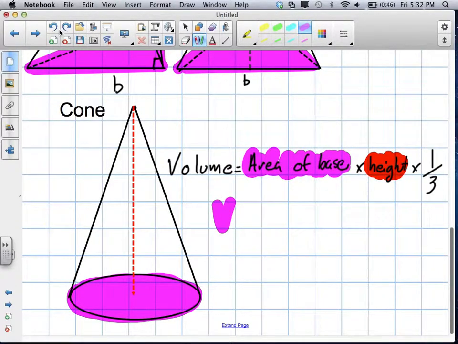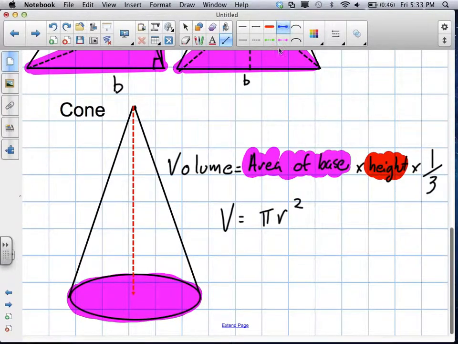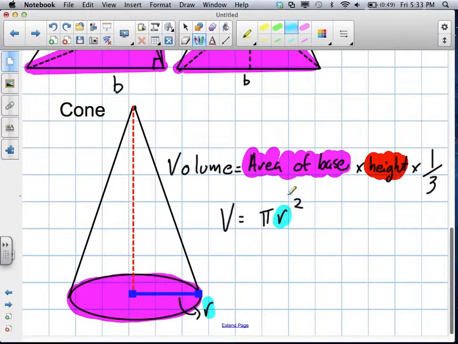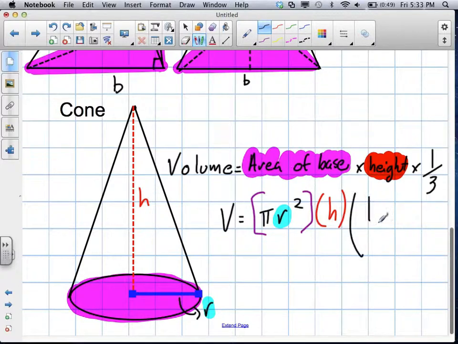Pi r squared times height. That's right. So we have our volume is pi r squared. Okay, so we're going to have to put the radius in this object here. We'll do it with a blue line. The radius will be from like here to here. That's going to be our radius. Okay, from the center of the circle is our radius. And we'll highlight, I guess, that guy in blue just so we have an idea. That's what we're talking about for radius, okay? But that's the area of the base. The area of the base, which we just figured out, is pi r squared. This is still the height. So we multiply by the height. And because it's a pyramid, we still have to multiply by 1/3.